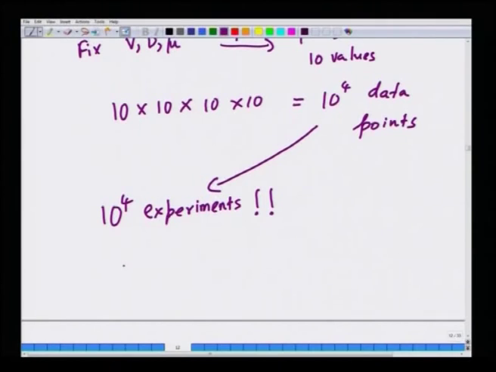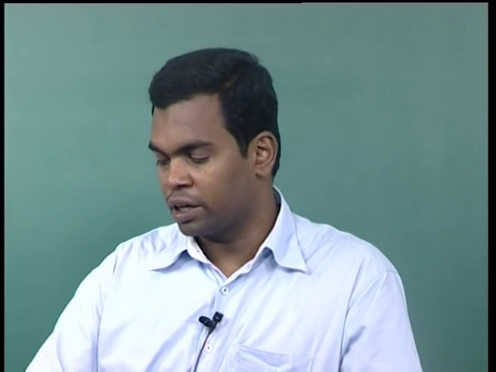Secondly, doing 10 to the 4 experiments is also not easy, because if each experiment takes about 30 minutes, then you can estimate that 10 to the 4 experiments will take 10 to the 4 times 30 minutes, which is a very, very large amount of time, about 2 years. So, to find how the drag force depends on 4 variables, with just 10 data points for each variable, we already find that we have to do many, many experiments, of the order of 10 to the 4, and it is going to take a long, long time to complete the data.